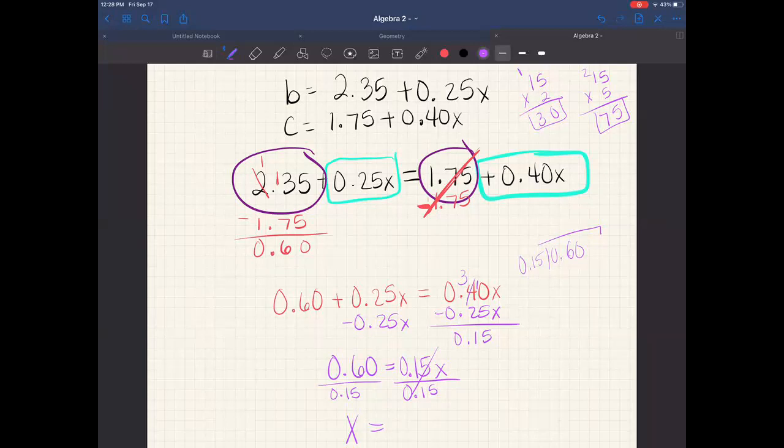With that 15 times 2 that gave me 30, I'm going to go ahead and try 15 times 4, which would give me 20 here. 4 times 1 is 4, plus 2 more is 60. So x equals 4.